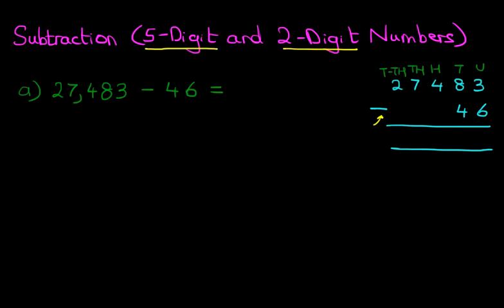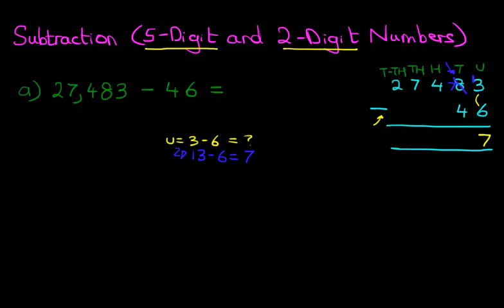Always check the sign. As always, we start on the right-hand side first, the units column. So the units we've got is 3 minus 6. Now 3 minus 6 we cannot do because 3 is smaller than 6. So therefore we're going to take 1 from the column to the left, the tens. So we cross out the 8. 8 minus 1 is 7. And the 1 we have taken we're going to add to the units column. So therefore the units has now become 13 minus 6. And 13 minus 6 is 7. So let's write that down in the units column.